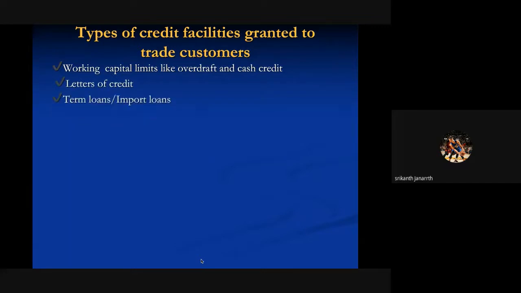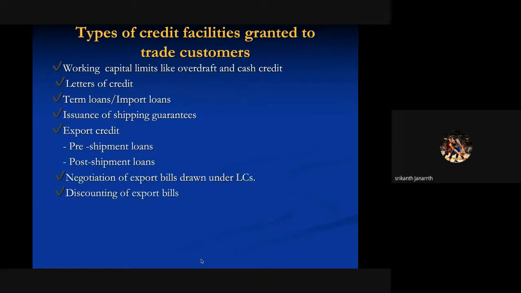Okay, now let us look at the types of credit facility granted to trade customers. I have used different colors since I made it as a slideshow. Working capital is one color, and the right mark I put is another color. The first three, letter of credit, term loan issuance, are for importers. If you want, you can jot down the points. The first one, working capital, is for both importer and exporter. That facility is for both importer and exporter.